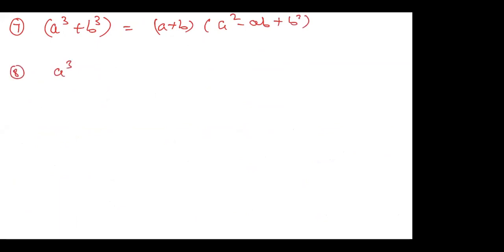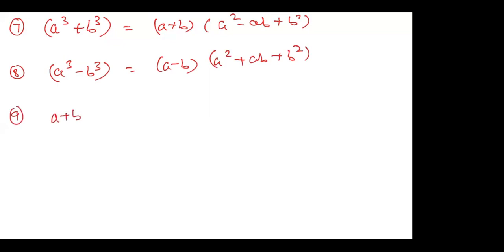Right? Seventh, a cube plus b cube is (a plus b) into (a square minus ab plus b square). Eighth, a cube minus b cube is (a minus b) into (a square plus ab plus b square).